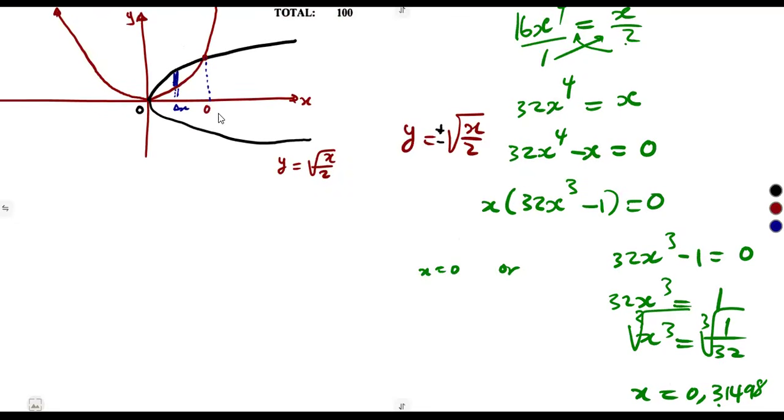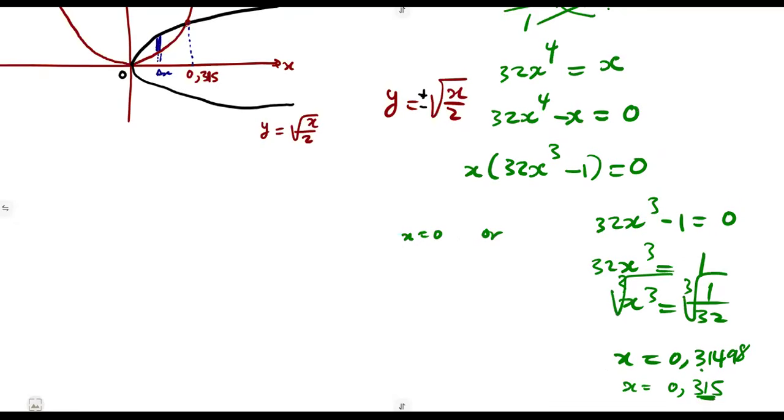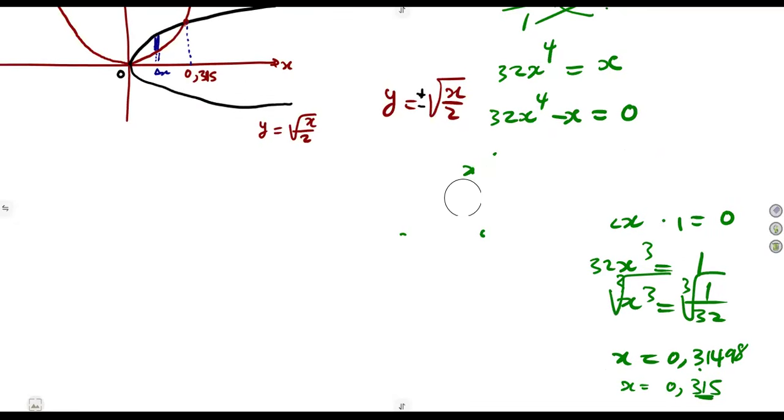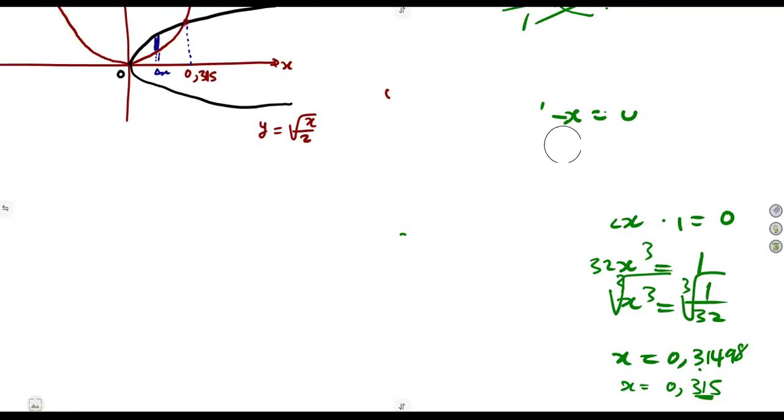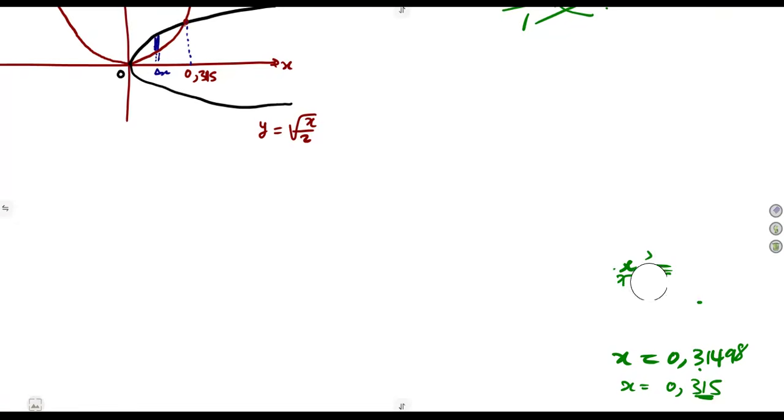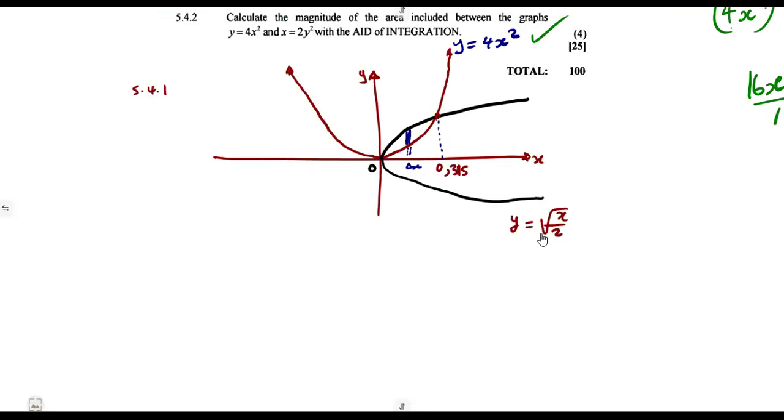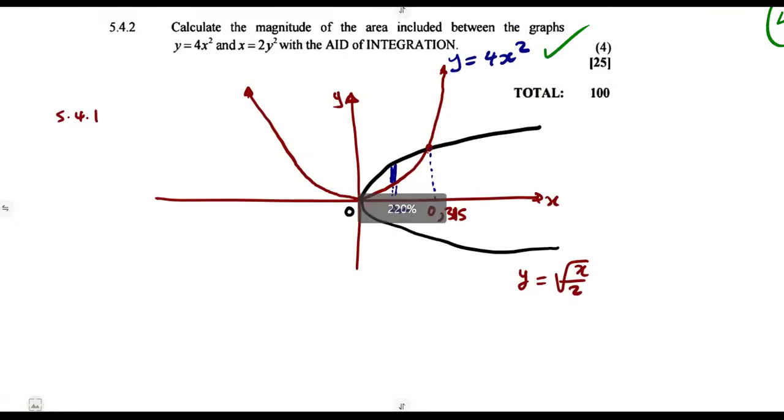So it passes at 0.315. I mean, that is the intersection here. So that part is important. 0.315 like that. That is why you see it was 6 marks, guys. It's because of this. They know that there are some calculations for you to find the point of intersection of the graphs. So it's from 0 to 0.315.